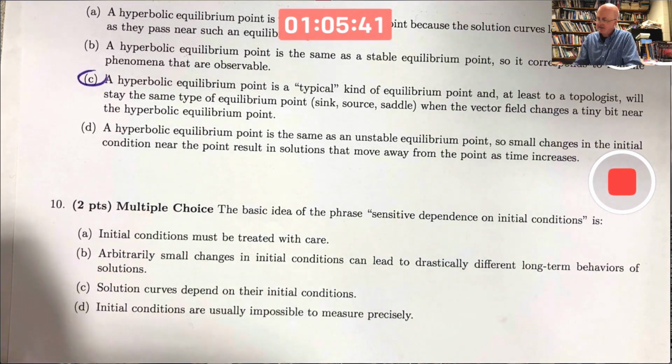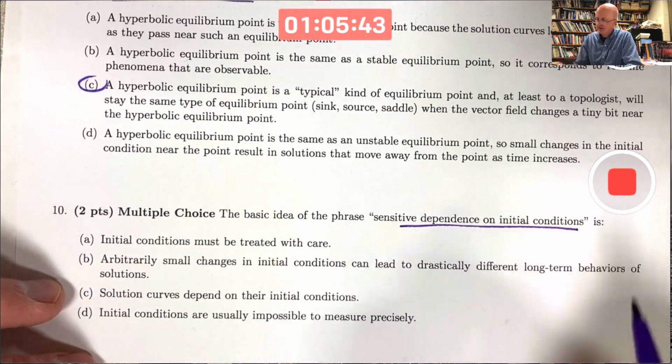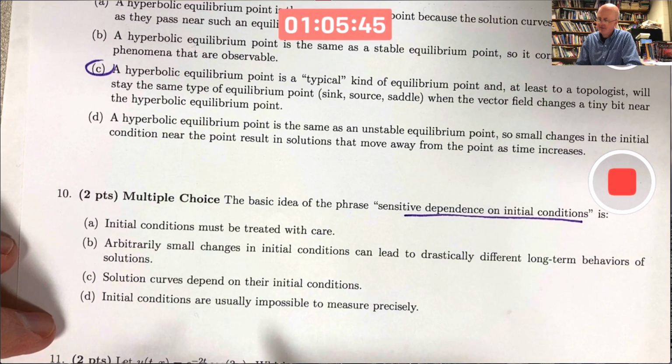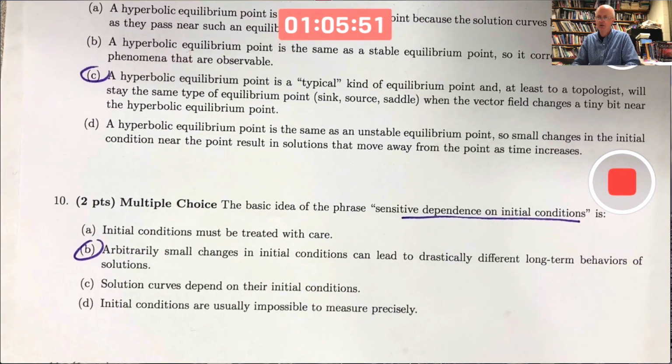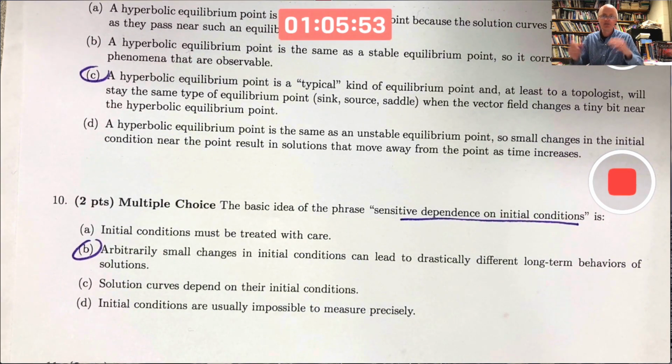Part C is about something called sensitive dependence on initial conditions. Your teacher may or may not have talked about that, but that's equivalent to the butterfly effect, which says arbitrarily small changes in initial conditions can drastically affect long-term behaviors. The butterfly effect says if a butterfly flaps its wings in California one day, it's going to cause long-term effects in the weather, say in New York, okay?